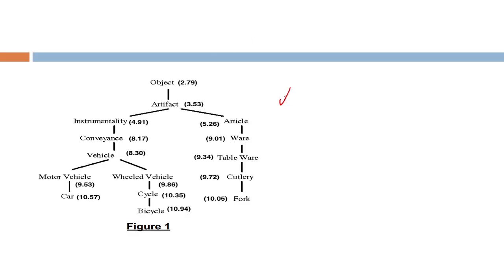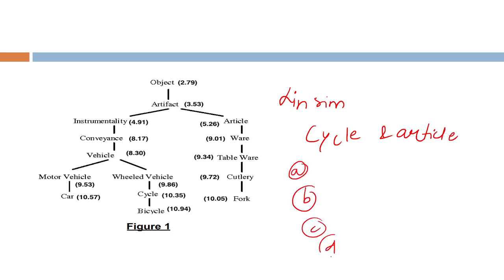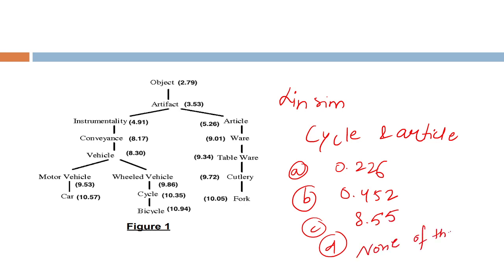So you are to find now the Lin similarity between cycle and article, and your options are as follows: 0.226, 0.452, 8.55, or none of the above. Give it an attempt and we will discuss in 2 minutes.